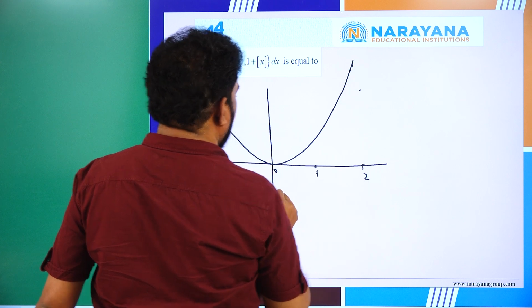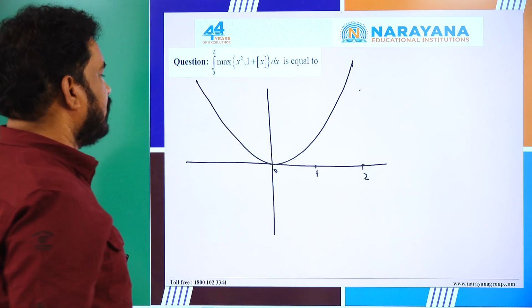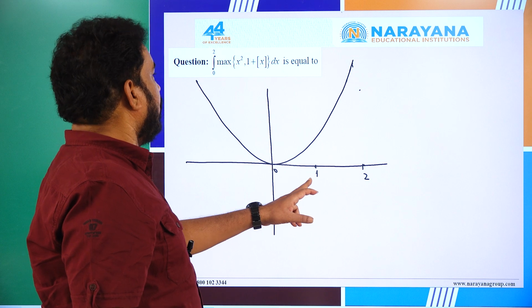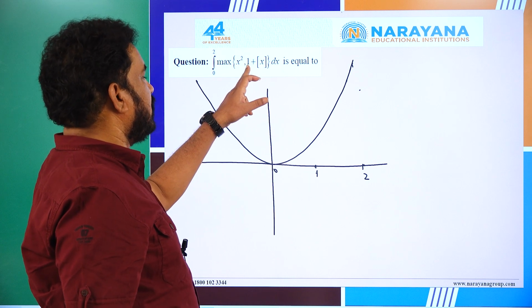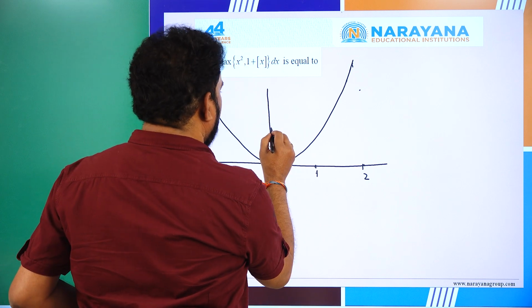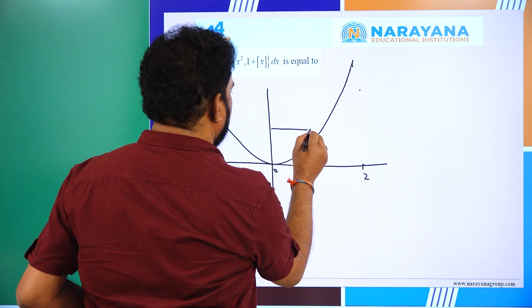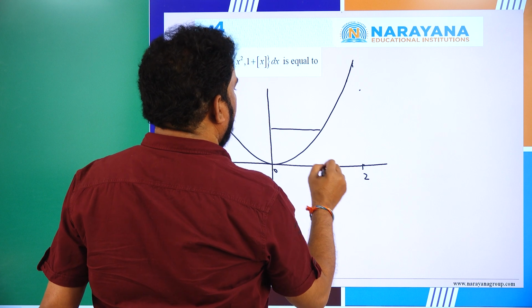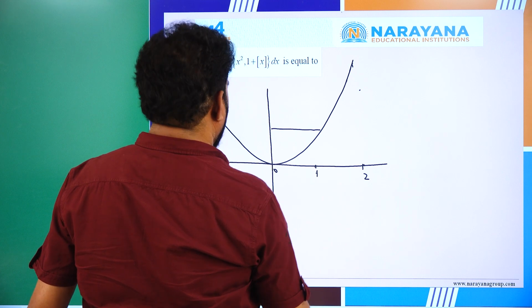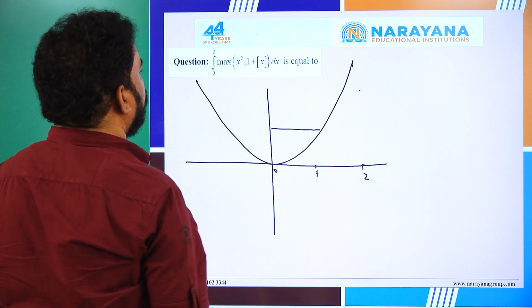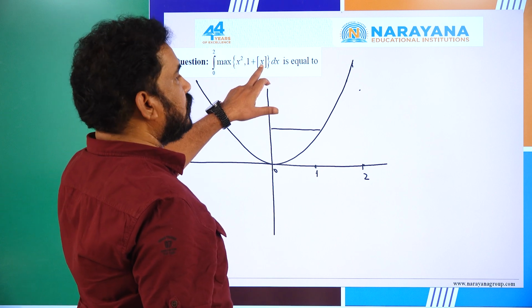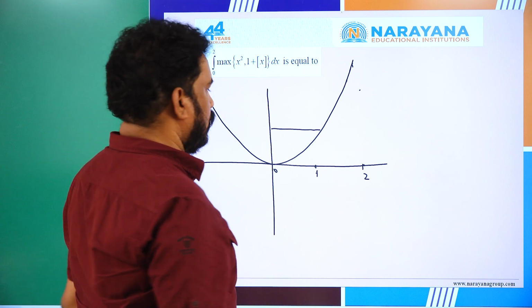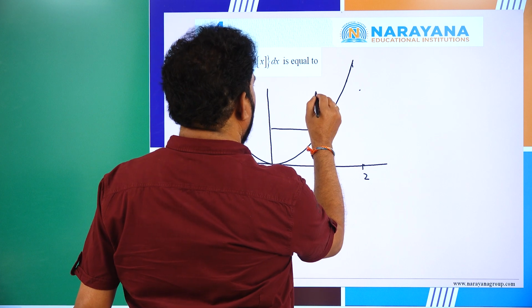Okay, fine. Next, take the step x function. From 0 to 1, step x value is 0, plus 1 is there, so it will be like this. Next, 0 to 1 it is 1. When x is from 1 to 2, step x value is 1, so 1 plus 1 is 2. So from 1 to 2, it will be like this.